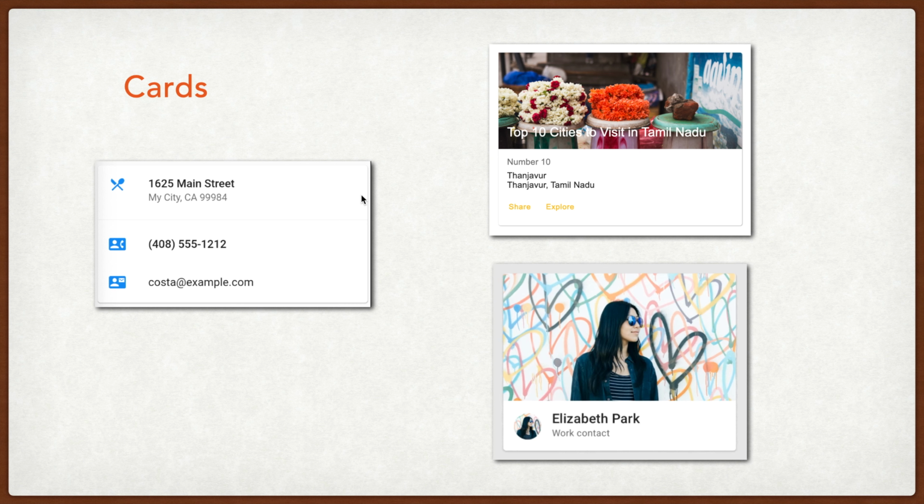So this card is showing contact information about an entity, and this card is showing information about a place, and this card is showing information about an artist. So in general, a card has rounded corners and a shadow. The shadow comes from the amount of elevation we set on the card widget.